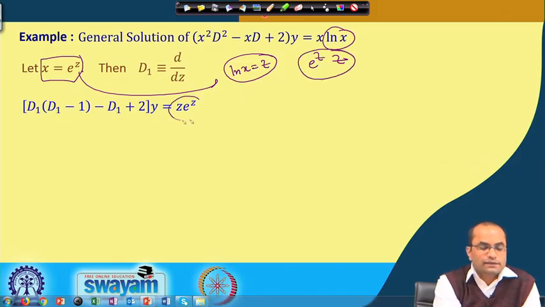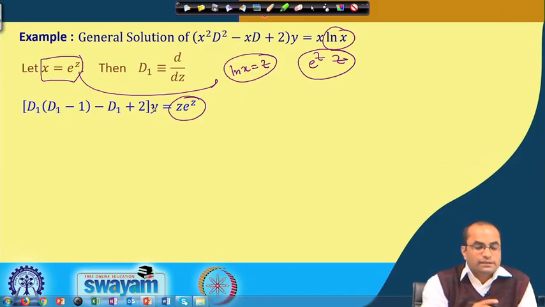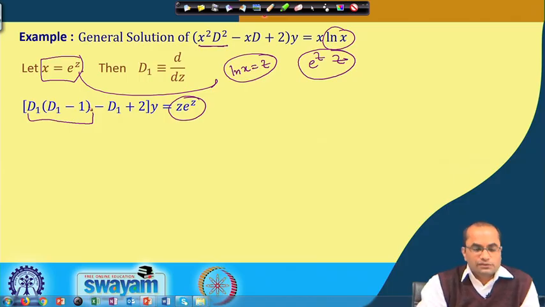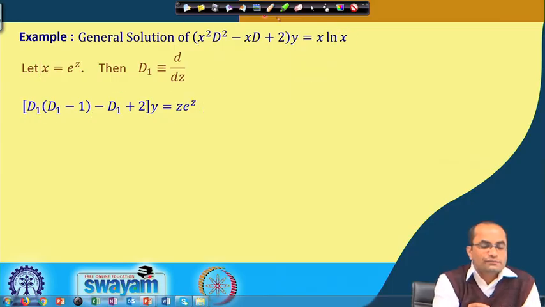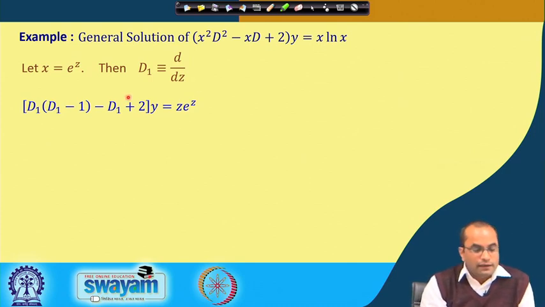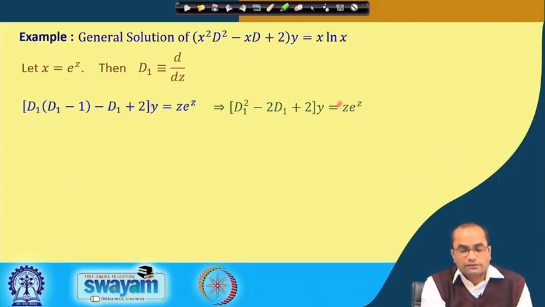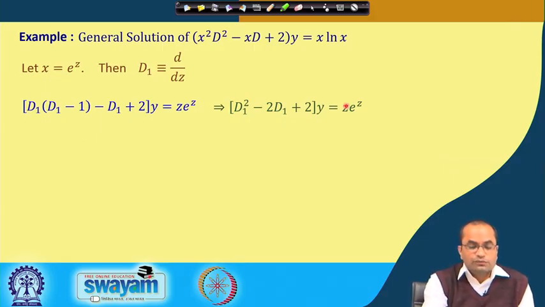So, the right hand side will be z into e power z. With x square d square, we have now the new operator D1 (D1 minus 1), with x d we have D1, and plus 2. So, our new equation, which is in terms of z now, is given here, and now we can simplify this. It is D1 square minus D1 and this minus D1, so minus 2 times D1 and plus 2 operated on y, and this gives us z into e power z.